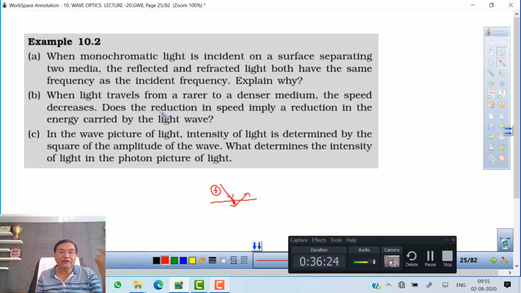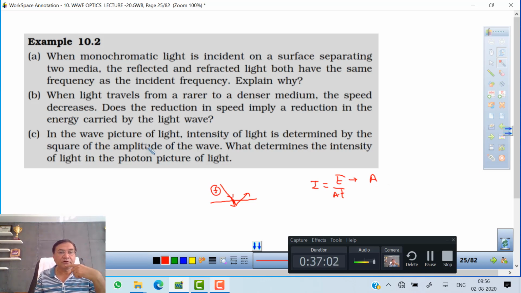When light travels from a rarer to a denser medium, the speed decreases. Does the reduction in the speed imply a reduction in the energy? No, it is not at all. Speed is not related with the energy. Speed is totally separate thing. Intensity means energy passing per unit area per second. Okay, so energy is related with the amplitude, it is not related with the velocity. The velocity depends on refractive index, so no.